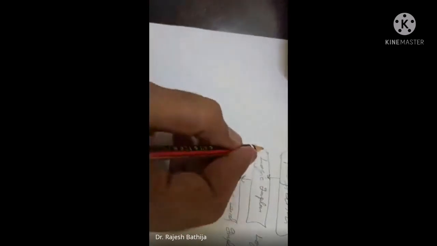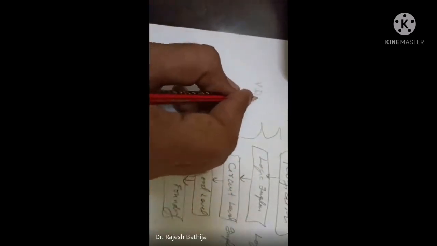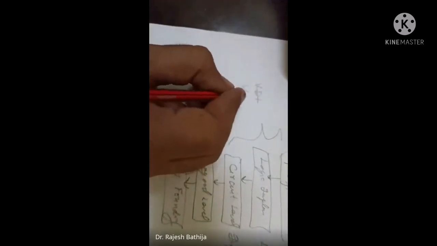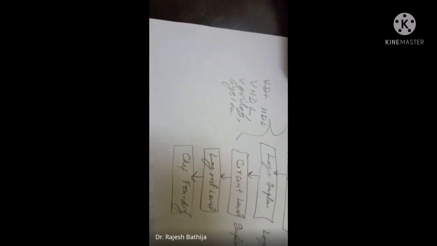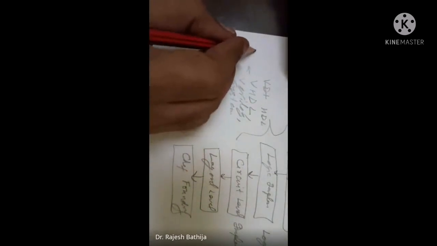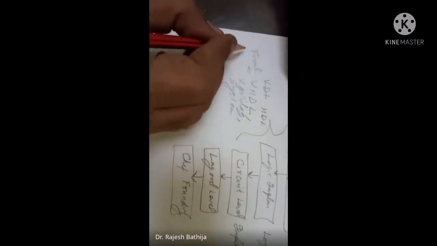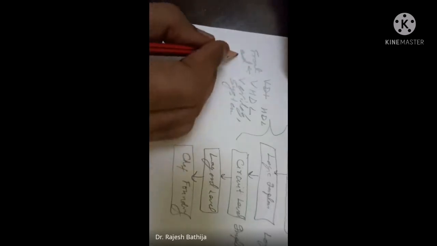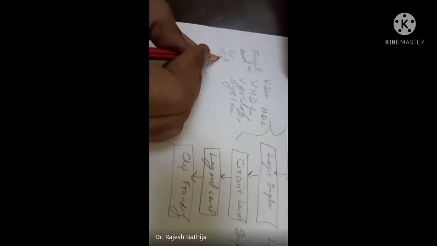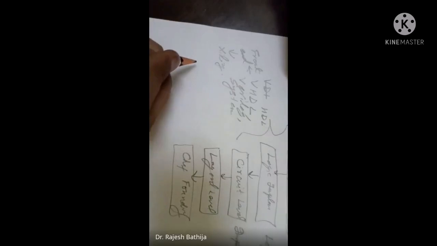And that part, up to this part, is done by VHDL or Verilog or System C. These are all HDL, that is, the hardware description languages. And this part is known as the front end. And this is done in Xilinx software.